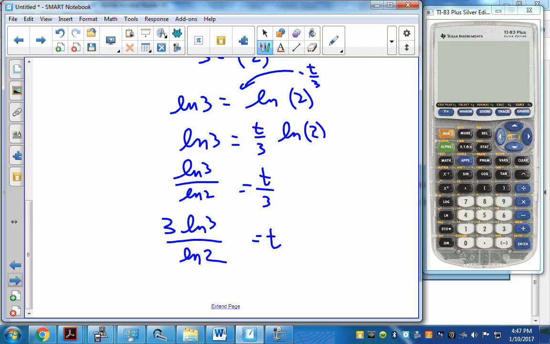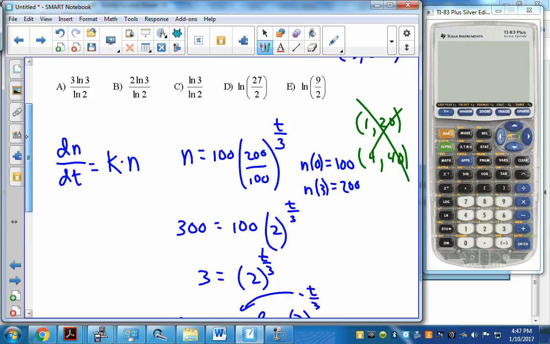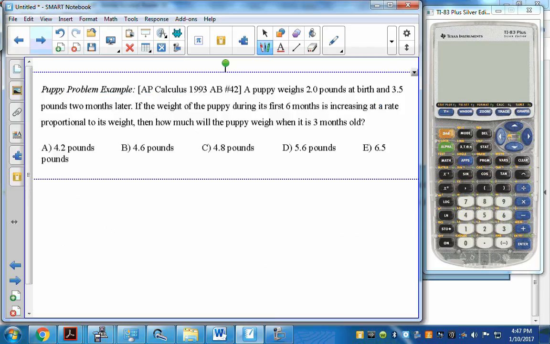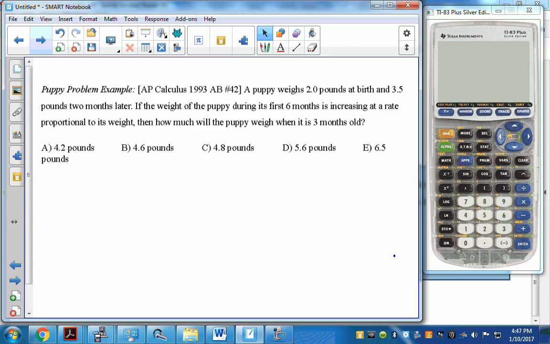And that's the time we're looking for, that's the answer, 3 natural log of 3 over natural log of 2. Okay. So there's an example. Here's another one. This was 1993. A puppy weighs 2 pounds at birth and 3.5 pounds 2 months later. The weight of the puppy during the first 6 months increases at a rate proportional to its weight.